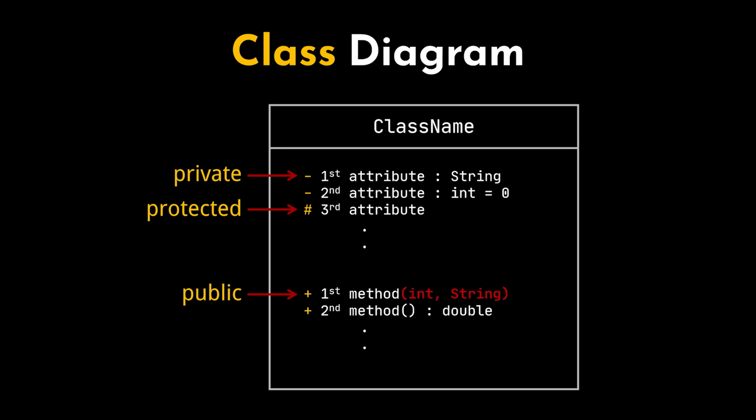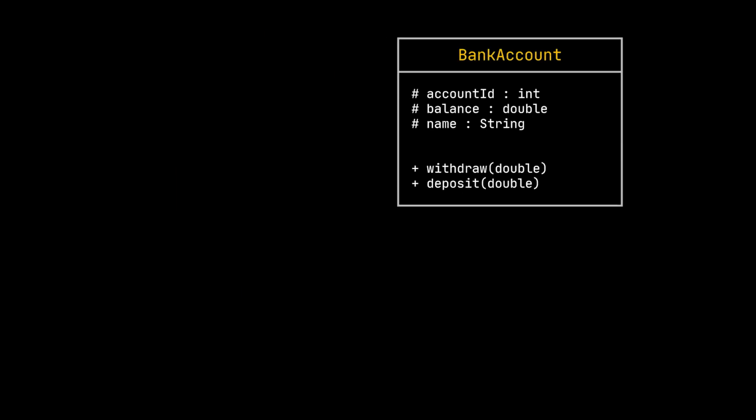Inside a set of parentheses next to the method name, we can specify the type of the arguments of our method. And after a colon, we can specify the type of the variables returned by this method, along with some default values. Now, let's take our famous bank account class as an example.